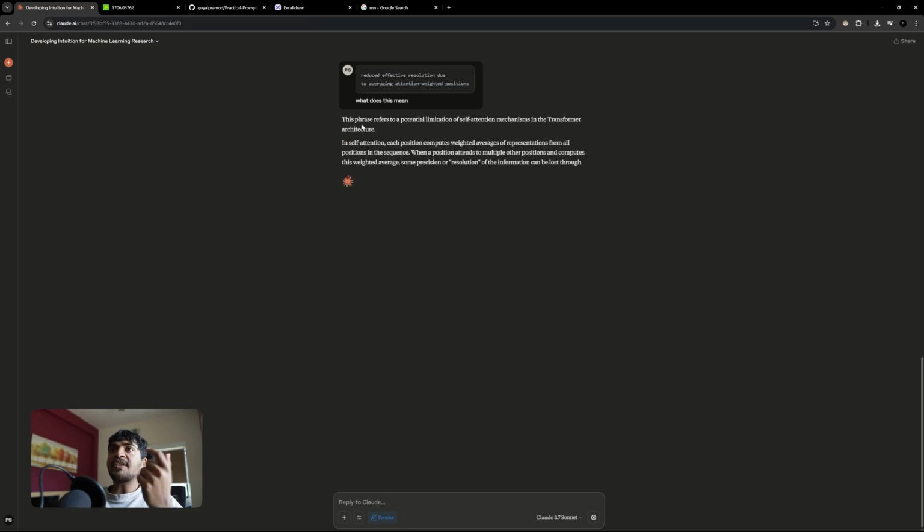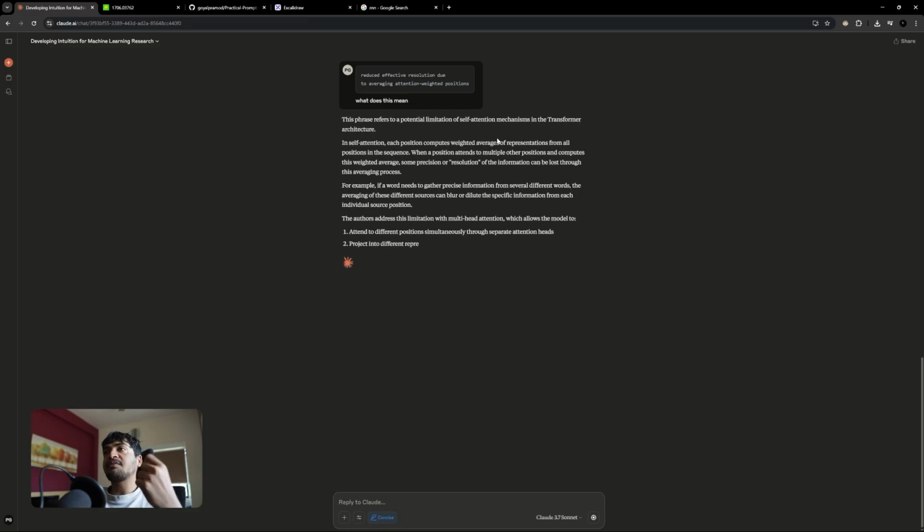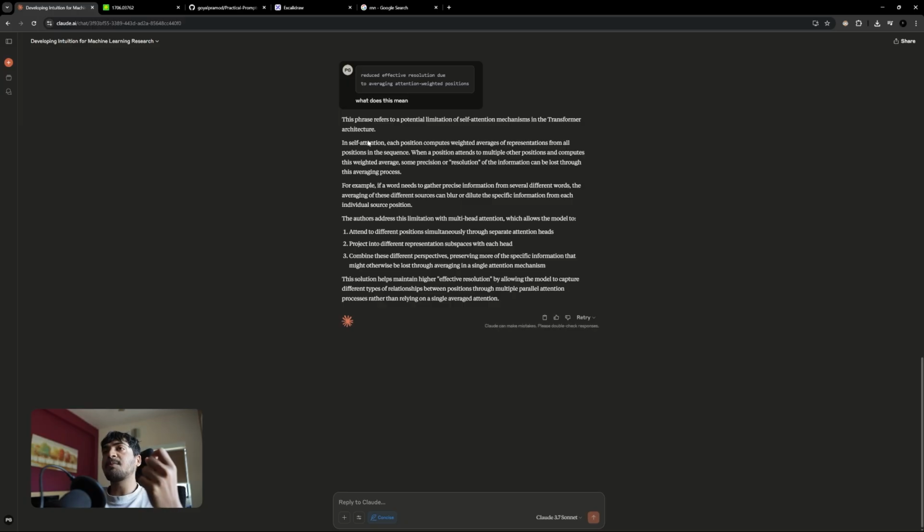So, this phrase refers to a potential limitation of self-attention mechanisms in the transformer architecture. In self-attention, each position computes weighted averages of representations from all positions in the sequence. When a position attends to multiple other positions and computes their weighted average, some precision or resolution of the information can be lost through this averaging process. If that again does not make sense, you can ask more questions to your LLM to try to make more sense out of it.